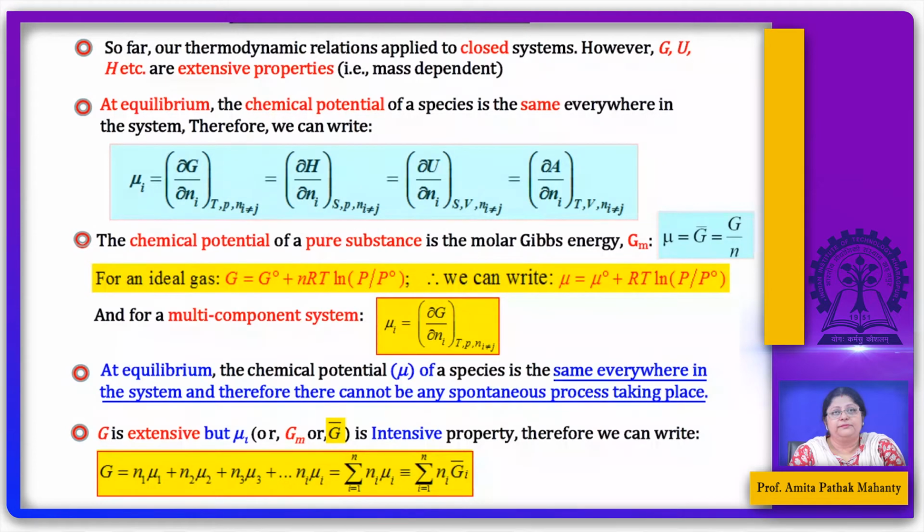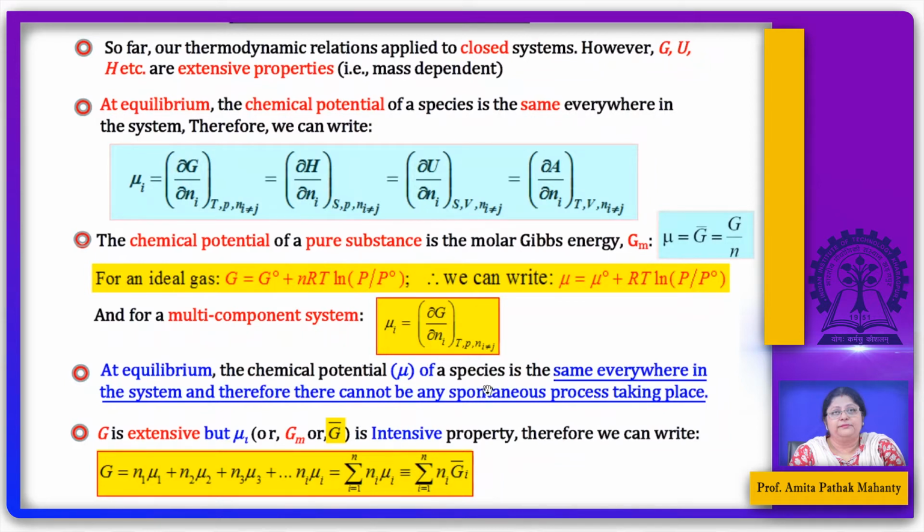And if I'm talking about an ideal gas, then the chemical potential equals the chemical potential at standard state plus RT ln P by P naught, because the n is going to be gone and the rest of it remains the same. For a multi-component system, obviously n is going to be replaced by Ni, so that we have to see the variation of the chemical potential of the ith species, keeping the other species constant.